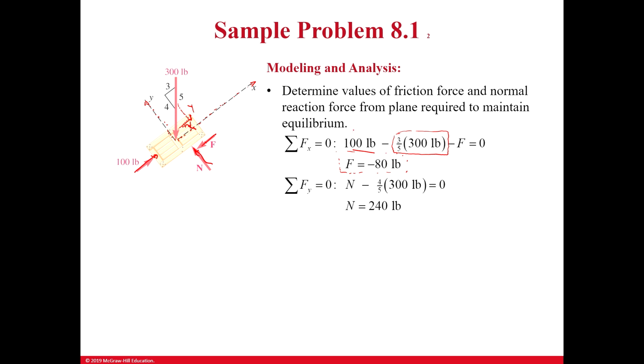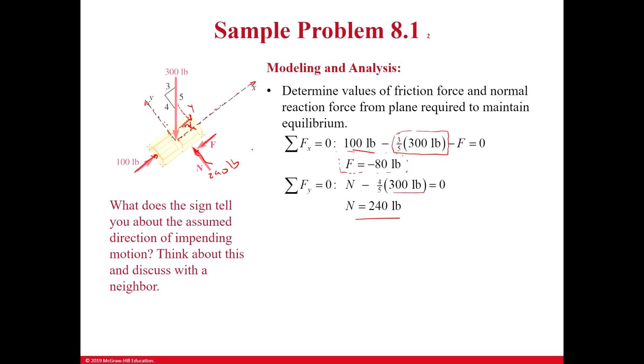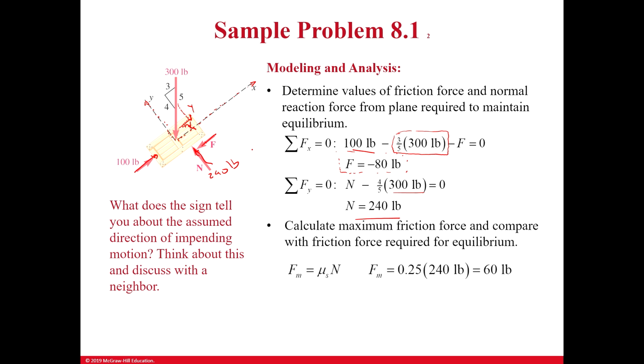All right, summation of forces in y is normal plus, or minus in this case, minus the y component of the weight. So it's 4 over 5 times 300. If you solve for normal force, it's going to be 240 pounds. So the force normal to this box is 240 pounds. All right, so that's pretty simple. So the sign is just basically to give you this sense or the direction of the force.